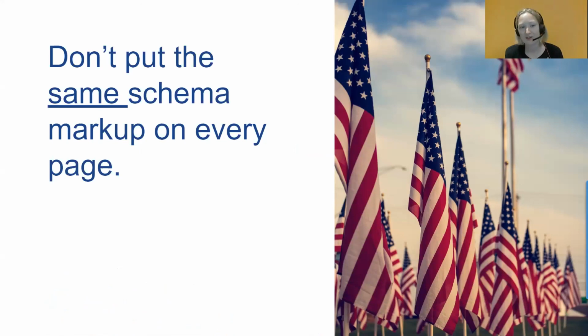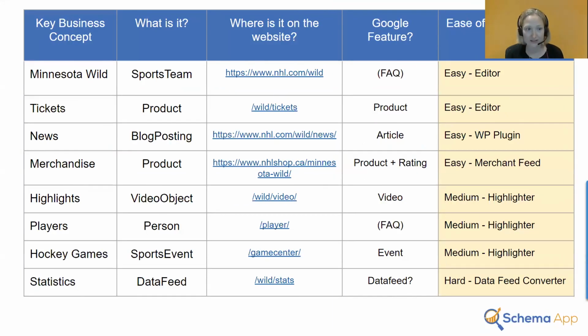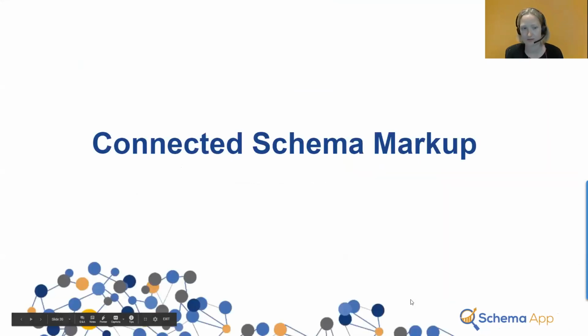Please don't put the same schema markup on every page. Some plugins put organization markup on every page. The intent is to help Google understand without question what a page is about, and if all the pages are about the organization, we don't know which page is really about the organization. So going back to our plan here, what page is about what, let's be really specific about the primary type we're going to use to explain what it is.